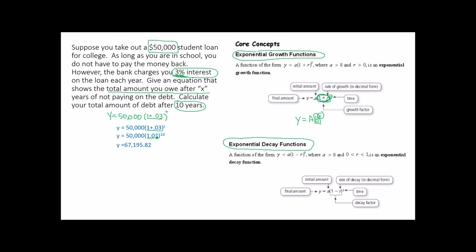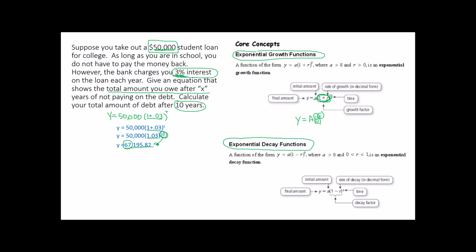1 plus 0.03 is 1.03, and we said we're going to do it for 10 years, which gives us $67,195.82. Notice that $50,000 student loan has increased by $17,000. Remember, this is money you owe. The longer you let it sit in your account or in your debt, the longer it sits there, the more you're going to owe.